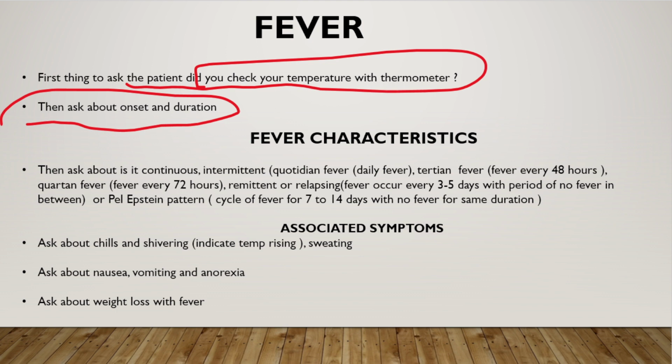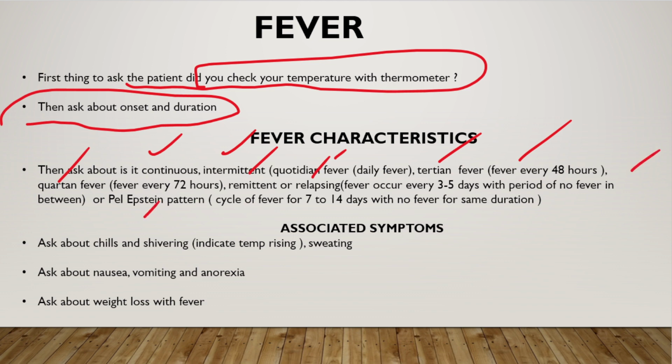Then the next question is to ask about the fever characteristic. This includes whether the patient is having continuous fever or intermittent fever. Intermittent fever is divided into quotidian fever, which is a daily fever spike, tertian fever, which is every 48 hours, and quartan fever, which is every 72 hours. Then remittent fever and relapsing fever. Relapsing fever is fever occurring every 3 to 5 days with a period of no fever in between.